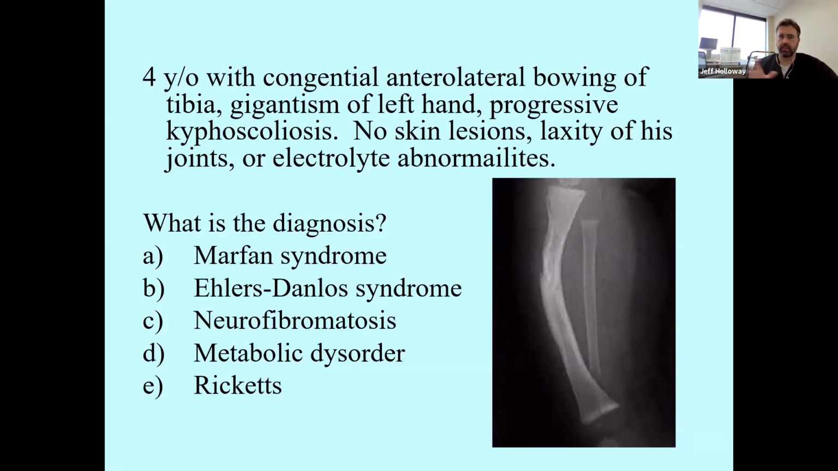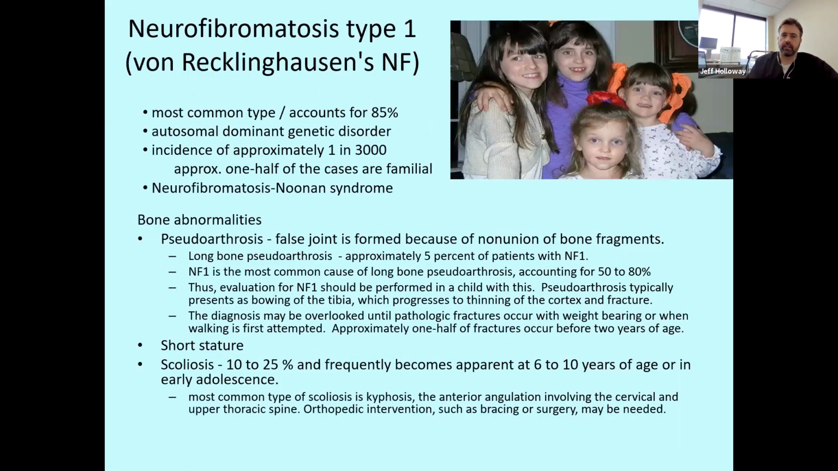This is another way that they showed it, talking about congenital gigantism, progressive kyphoscoliosis. This one has no skin lesions or laxity, so they're trying to take you away a little bit. And this is, again, the classic for neurofibromatosis. This is just one of those classic things that I remember being taught.